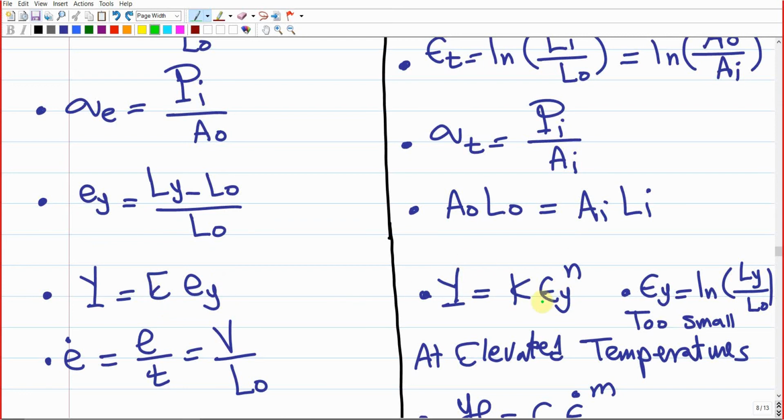If we decided to work in plasticity, it should equal K epsilon Y power N, where K should be the strength constant, N should be the strain hardening exponent, and epsilon Y should be the true strain at this yield point. This true strain at the yield should equal the natural logarithm of the new length of the bar at the yield point divided by L0.